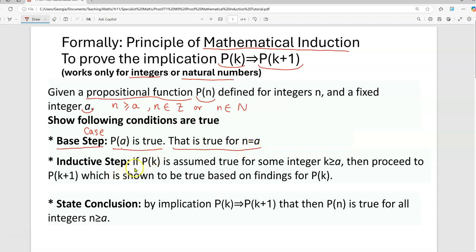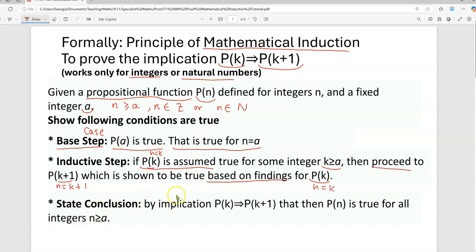And then we make an assumption. We assume that the proposition or formula will be true for n equal to k, where k is some integer greater than or equal to that starting value a. And then by implication, we show that the function or formula is also true for n equal to k plus 1, based on our assumption and findings about the previous case where n was equal to k.